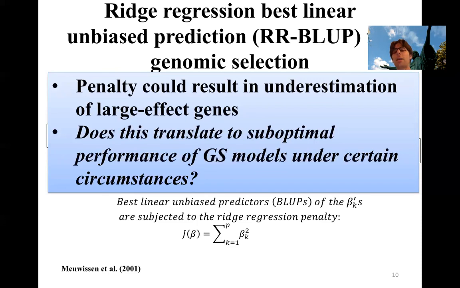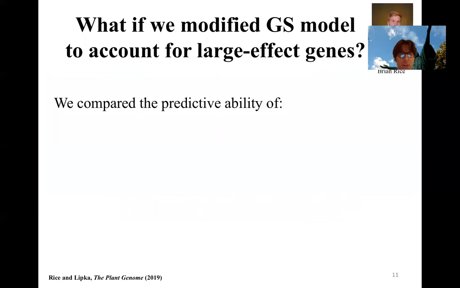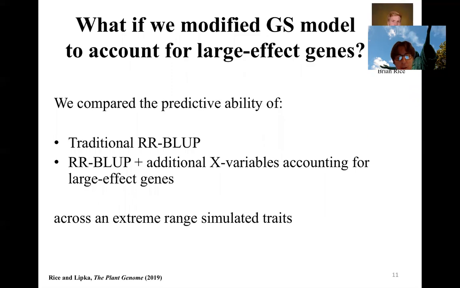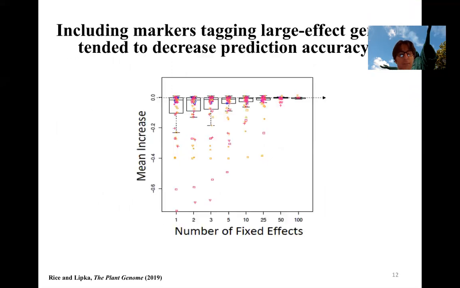So what we looked at in the research I'm about to show is whether or not it translates into suboptimal performance in genomic selection models. So what we did was we compared the predictive ability of the model that I showed on the previous page, as well as a typical model where we augment it with additional X variables that account for those artifact genes, across an extreme range of simulated traits. What we saw is basically, for most situations, when we include these X variables tagging large gene effects, we actually saw a decrease in prediction accuracy. And that's exactly what this graph is showing us.